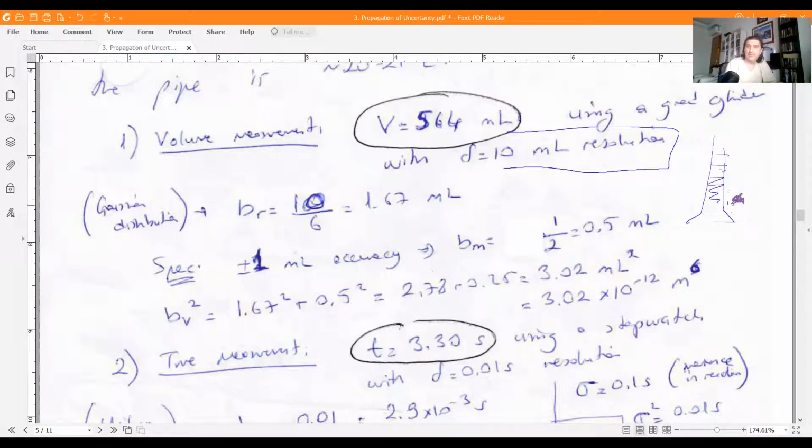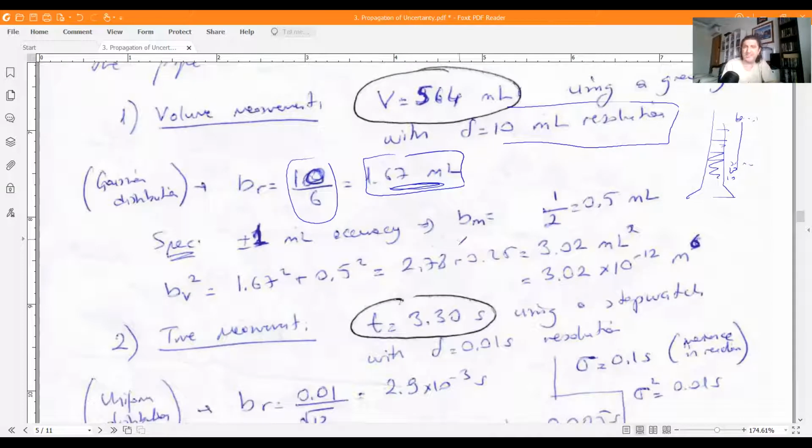So it's going to be 10, 20, 30 milliliters up to 1000 milliliters, which is 1 liter. Anyway, assuming Gaussian distribution, we can divide 10 milliliters by 6 and we come up with this result. I'm going to go over this resolution and manufacturing a bit faster because we have covered these in the previous lecture. Specification says there is plus or minus 1 milliliter accuracy. So the manufacturing bias is going to be 1/2.